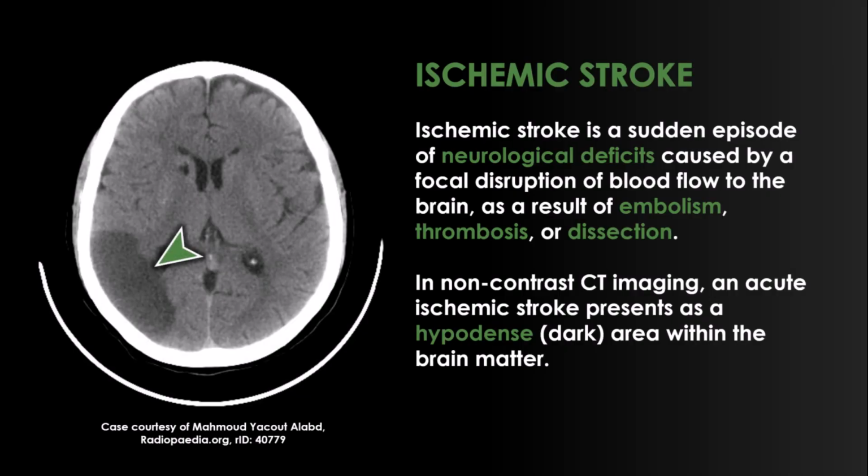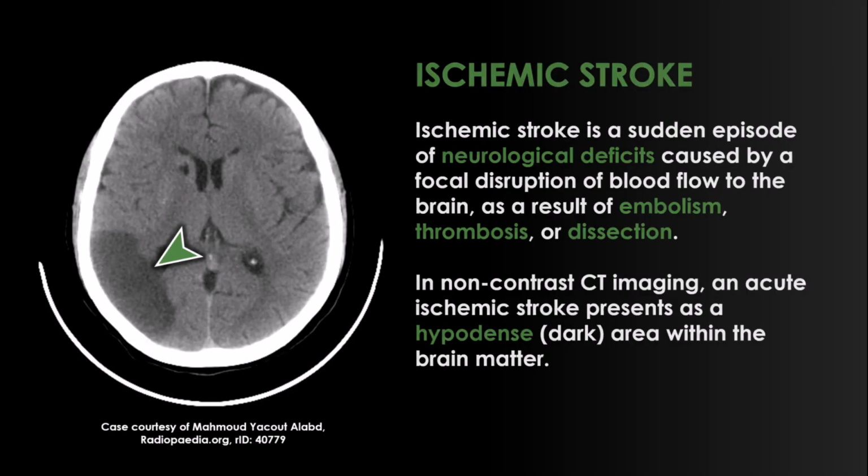That's what's happening in this patient. The patient was brought to the emergency department with a sudden onset of left-sided weakness. CT imaging of the brain demonstrates a large area of infarction, that's tissue death, in the territory of the right middle cerebral artery. Ischemia refers to the lack of blood flow, and infarction refers to the resulting tissue death. That's what we see on this image. This is the classic appearance of an acute ischemic stroke, a region of hypodensity within the brain matter.